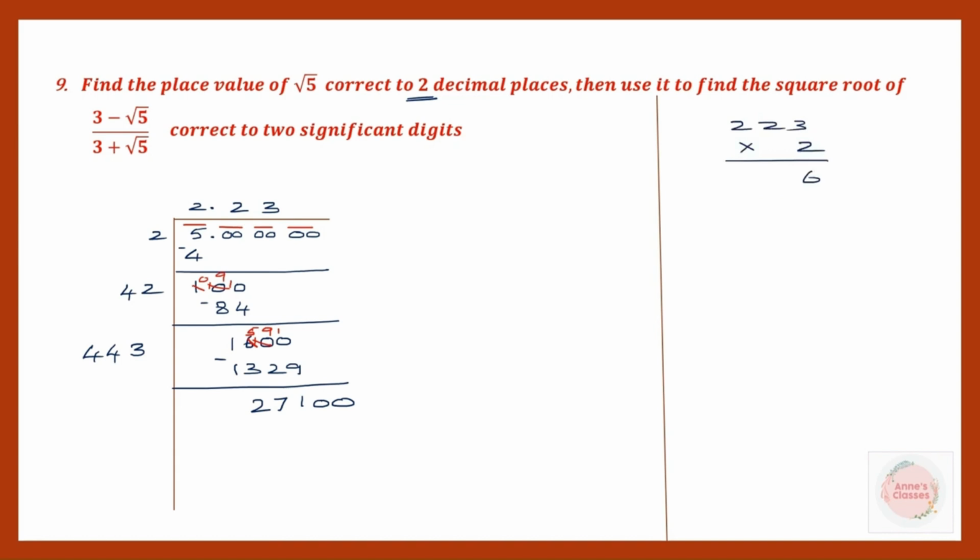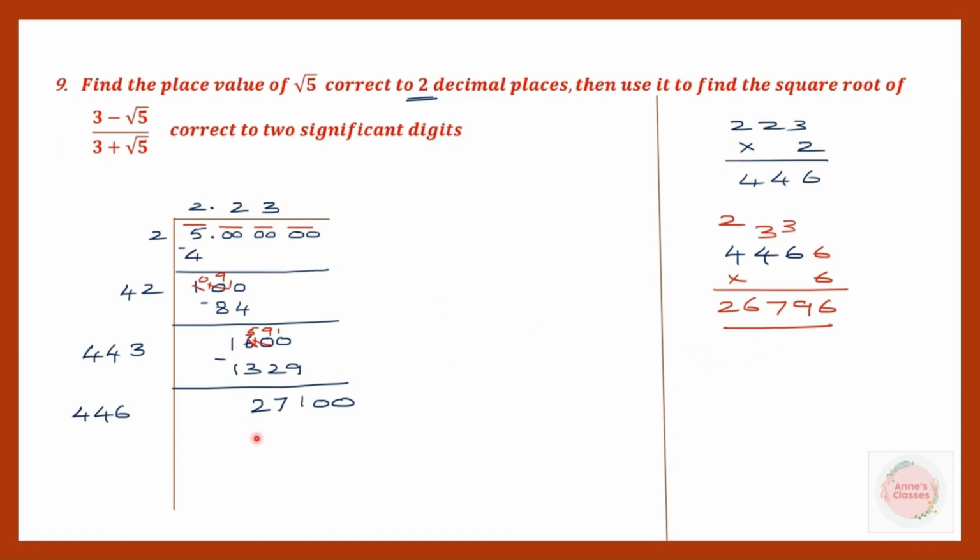2 3's are 6, 2 2's are 4, 2 2's are 4. So let's write down the number 446. Now we need to write a number next to this to get a number close to 27,100. So let's take this number 446. Let's put 6 next to it and multiply and see what we get. 6 sixes are 36, carry 3. Again 6 6 are 36 plus 3 is 39. Carry 3, 6 fours are 24 plus 3 is 27. Carry 2, 6 fours are 24, 25, 26.